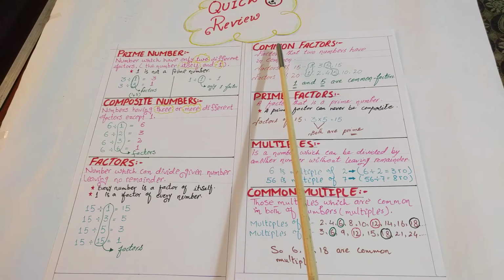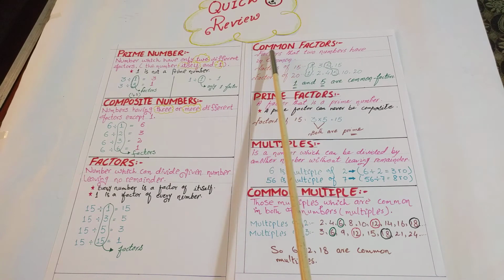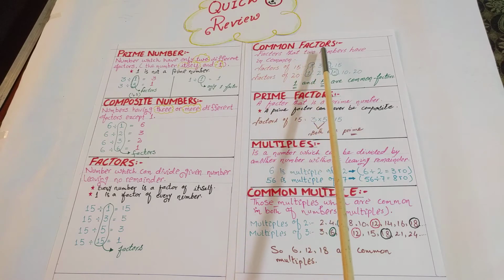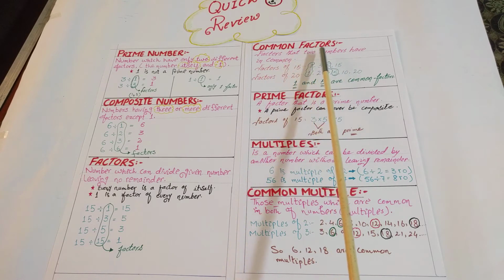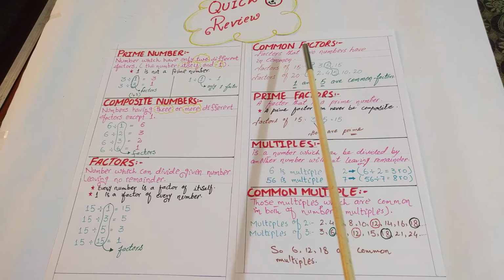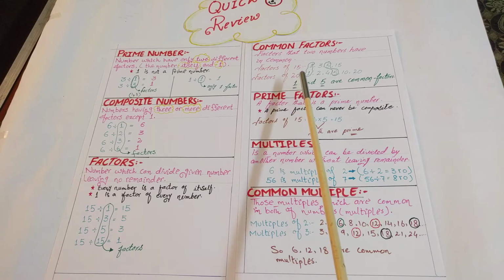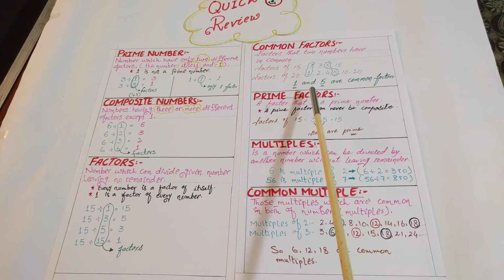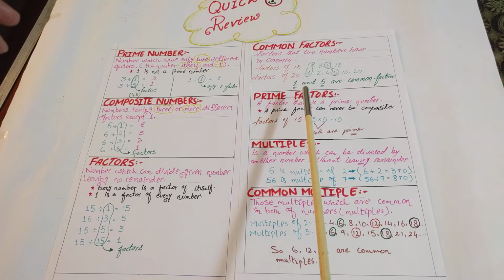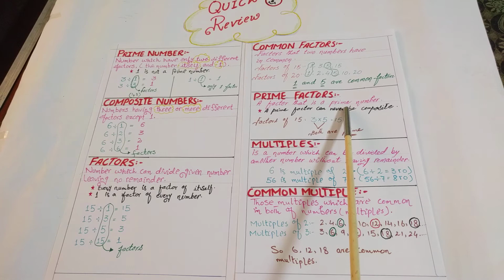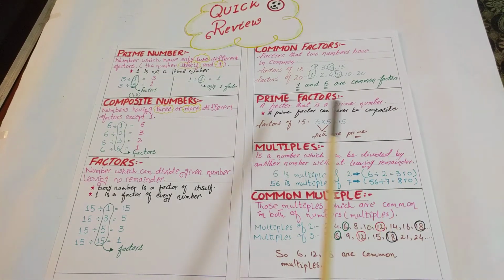Common means same. So factors that two numbers have in common means, when we find the factors of two numbers or three numbers, if any factor is common in all those numbers, then that number is called the common factor. Common means same. Let's take an example.